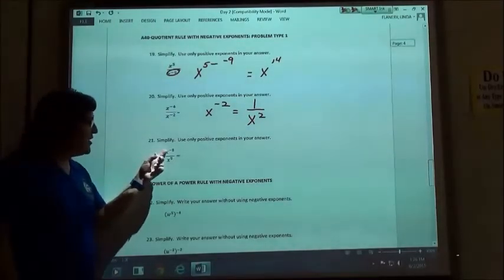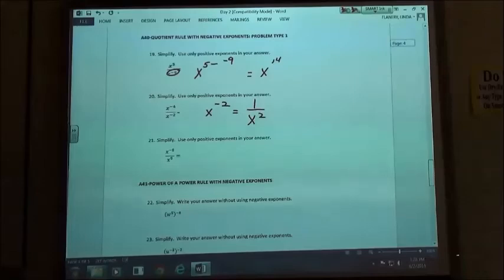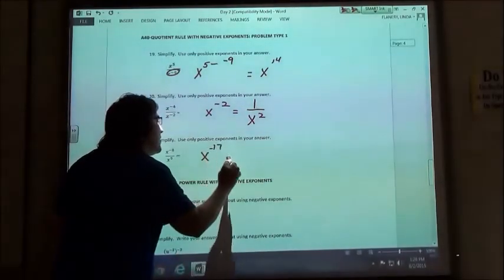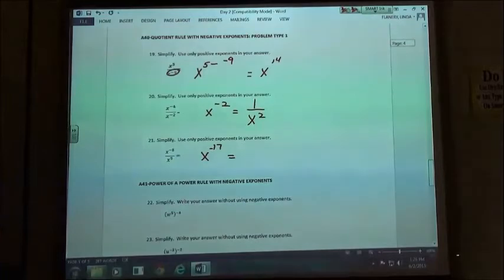So if I have x to the negative 8th divided by x to the positive 9th, what am I going to get? X to the negative 17. X to the negative 17, then rewriting it with a positive exponent.